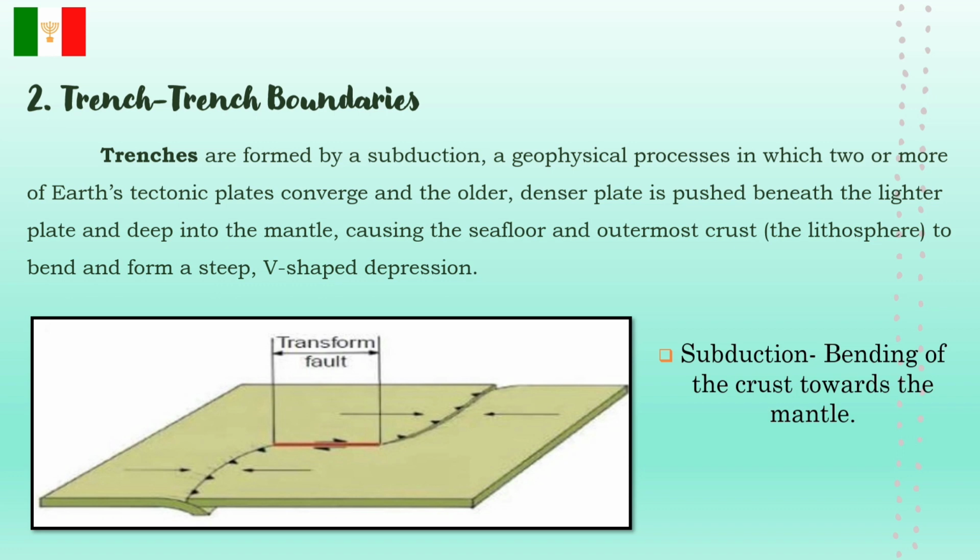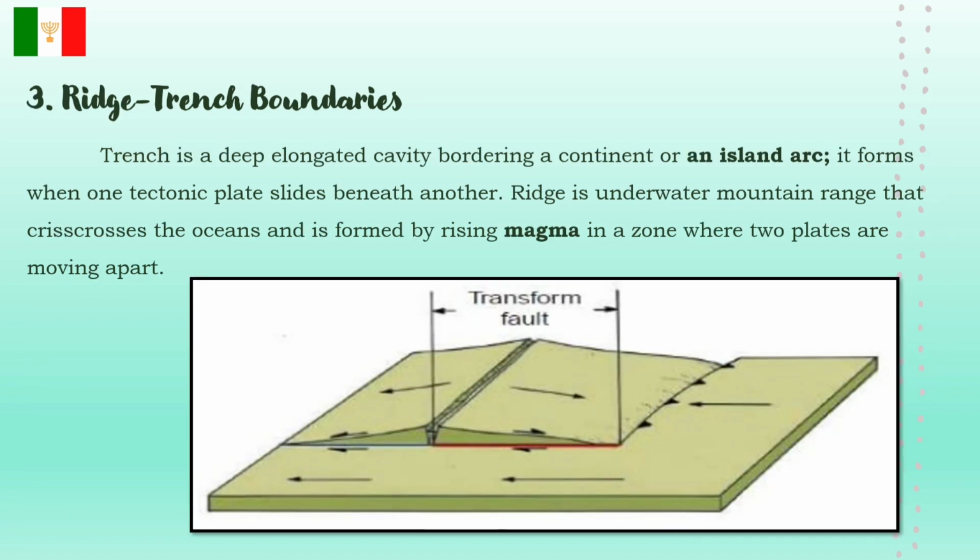The third type of transform boundary is the ridge-to-trench boundaries. Trench is a deep, elongated cavity bordering a continent or an island arc. It forms when one tectonic plate slides beneath another. Ridge is an underwater mountain range that crisscrosses the oceans and is formed by rising magma in a zone where two plates are moving apart.